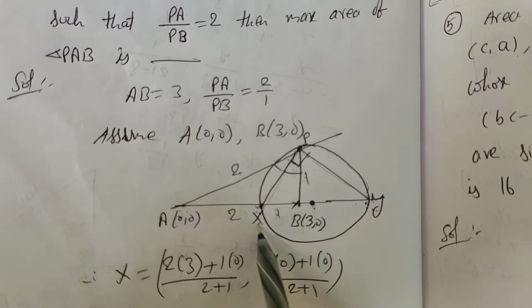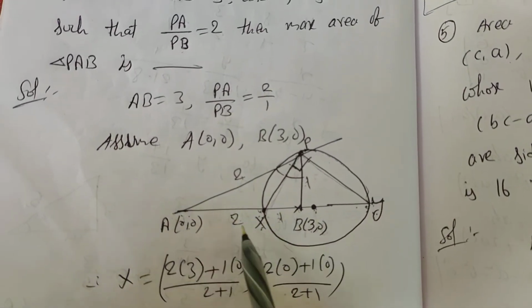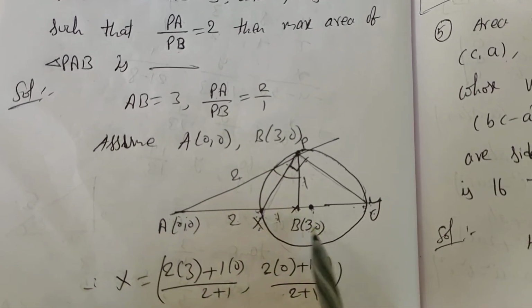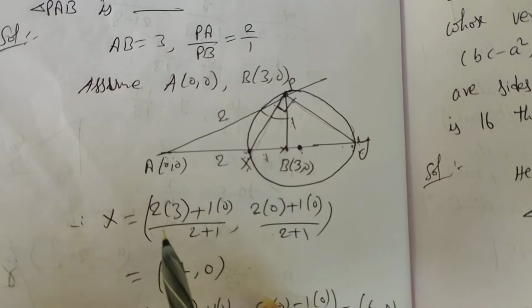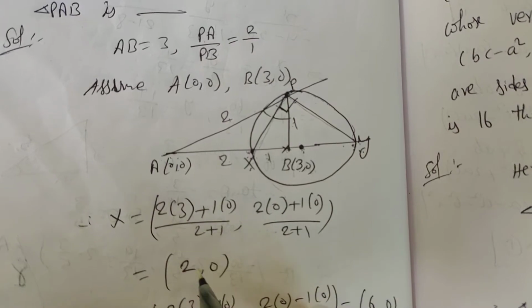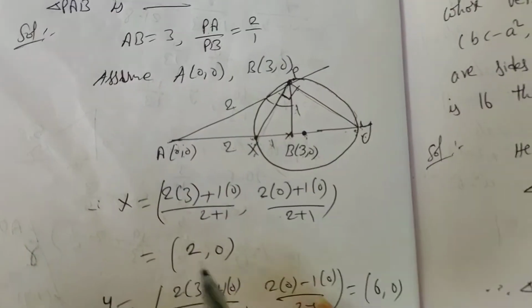So now X becomes, by the internal formula, (2 into 3 plus 1 into 0) by (2 plus 1), next (2 into 0 plus 1 into 0) by (2 plus 1). So this gives 2 threes are 6, 6 by 3 that gives 2. And 0 by 3 gives 0. So X is equal to (2, 0).